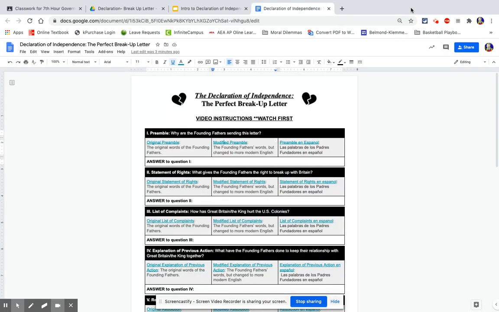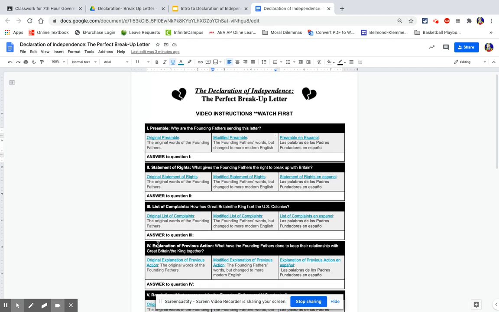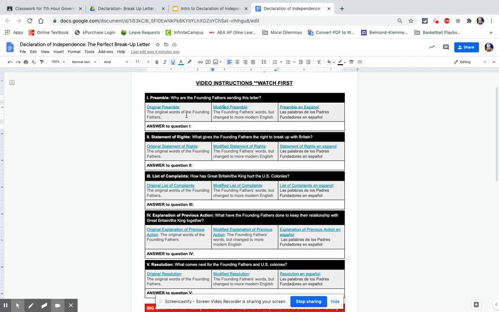Also, if you prefer a Spanish version, I have the same thing here, the founding fathers' words in Spanish as well. So your job is to read through these different parts. There are 5 different parts, and I honestly don't care which of these links you use. Use whichever link you think is best. Then I want you to answer the question that is in the black right here, like, why are the founding fathers sending this letter? You'll have the answer down here.